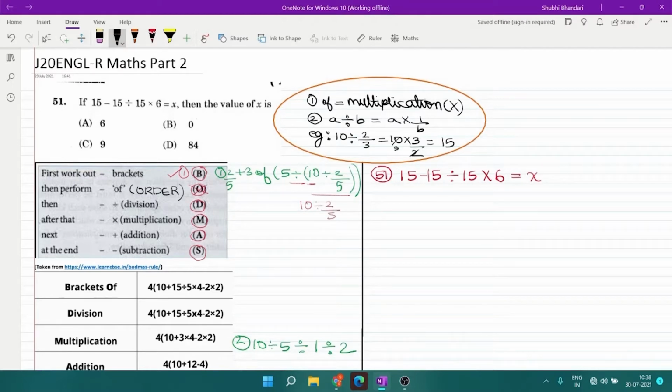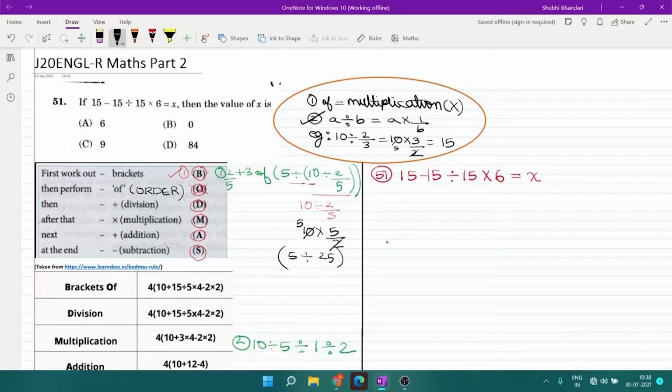Any number divided by a second number can also be written as 10 into 5 by 2. So a divided by b is equal to a into 1 by b. So 10 divided by 2 by 5 is 10 into 5 by 2. The 2 and 10 cancel, 5 into 5 is 25. So 5 divided by 25.